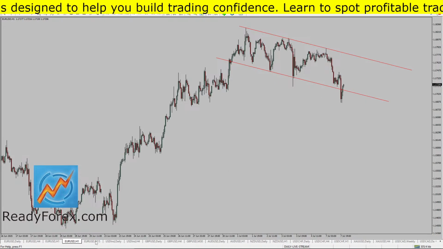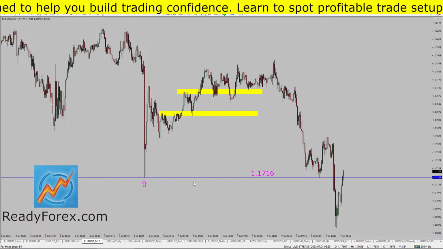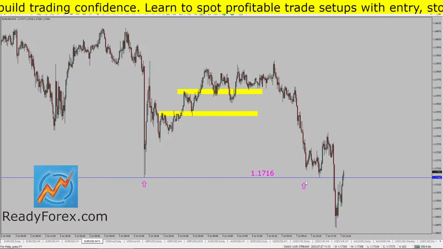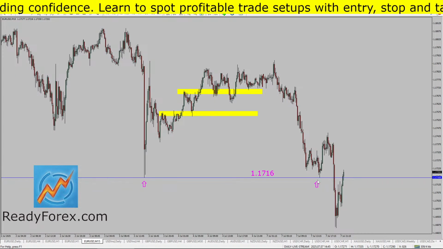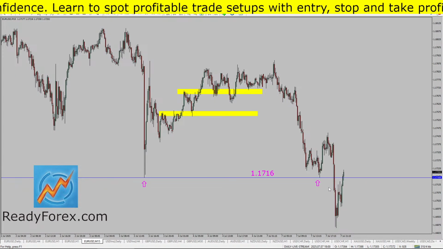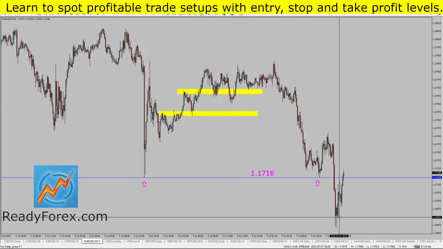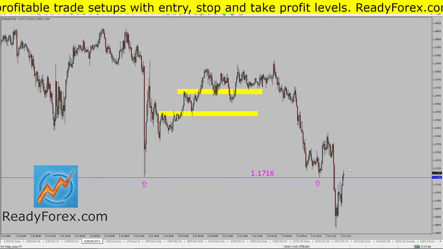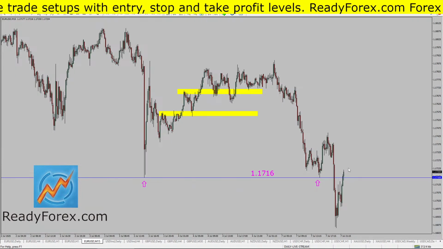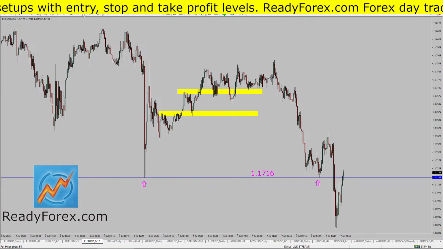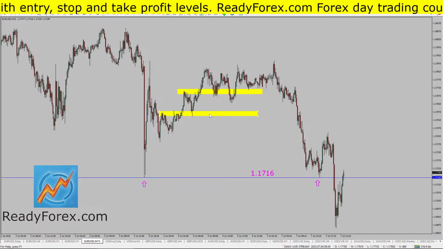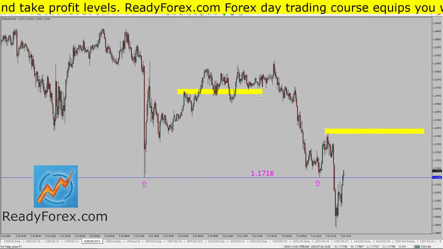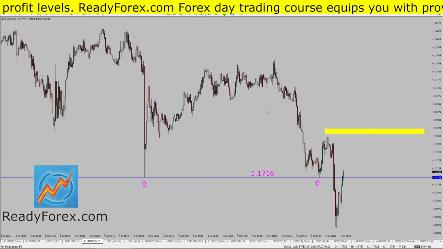Now let me go to a smaller time frame, like a 15 minutes chart. You can notice that we got this support over here at 1.1716, and now the market is trying to rise back up over here. If euro dollar is going to change the short-term downtrend into an uptrend, then we should get some kind of a bullish breakout above this high. Otherwise, it's still a downtrend, and the market is probably going to drop even further.